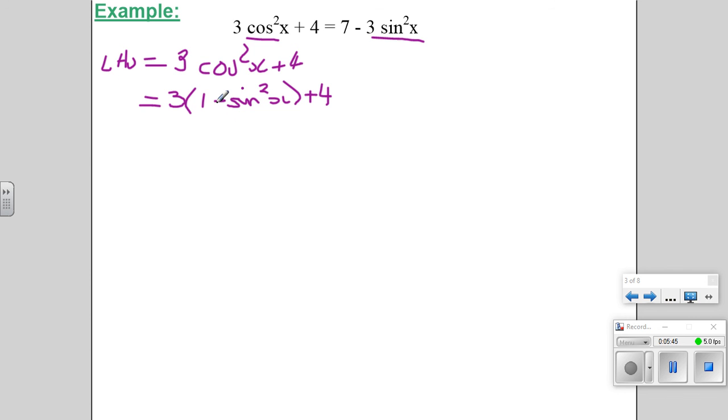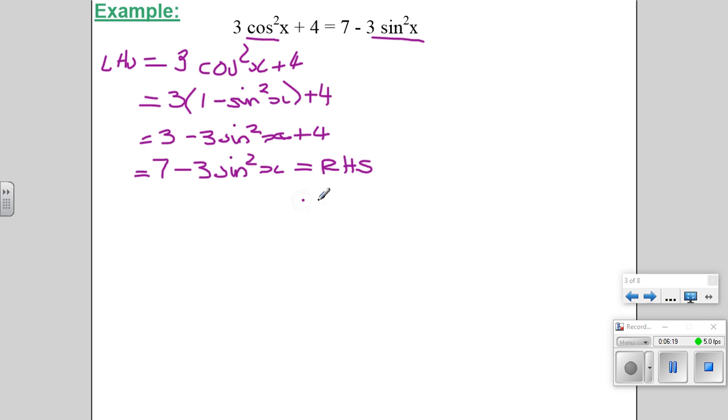Right, so I need to do 3 times that because there were 3 sets of cos squared x, so I need 3 sets of 1 minus sine squared x. If I multiply that out, I get 3 minus 3 sine squared x plus 4. Now we're starting to get something that looks very similar to this. And then 3 plus 4 is 7, so 7 minus 3 sine squared x, which is our right hand side. So what we have now is thus proven. And that's what those 3 dots mean, thus proven.